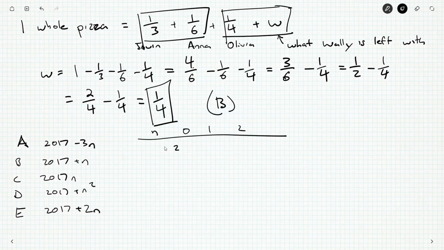2017 minus 3 times 0. Well, yeah, that's odd, so that's still fine. Plus 0. Yeah, that's fine. 2017 times 0 is 0. Uh-oh, that's even. So C doesn't make the cut. 2017 plus 0 squared is 2017. 2017 plus 2 times 0, still 2017. So, just by plugging in n equals 0, A, B, D, and E are what's left.